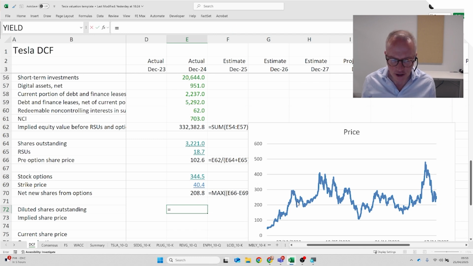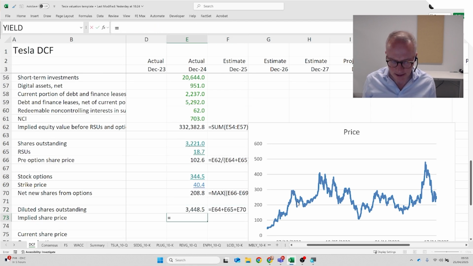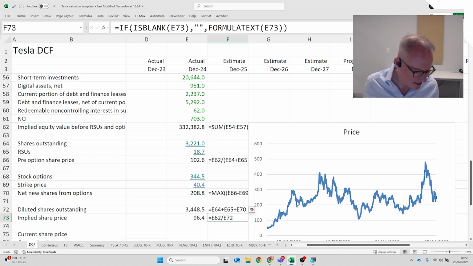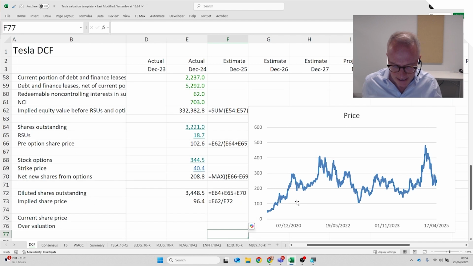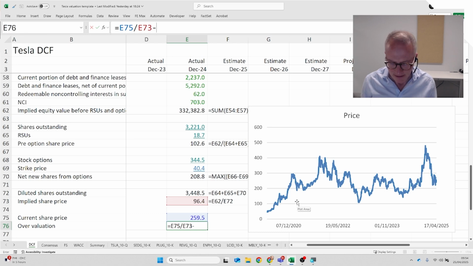So then I've got the diluted shares outstanding, which are going to be the shares outstanding plus the RSUs, plus the net new shares from options, and I get 3,448. And the implied share price is going to be the implied equity value divided by the diluted shares outstanding, and I get a tiny 96 number there, and that compares to the current share price, which yesterday was about 259.5. So that suggests it's overvalued really significantly based on this forecast.